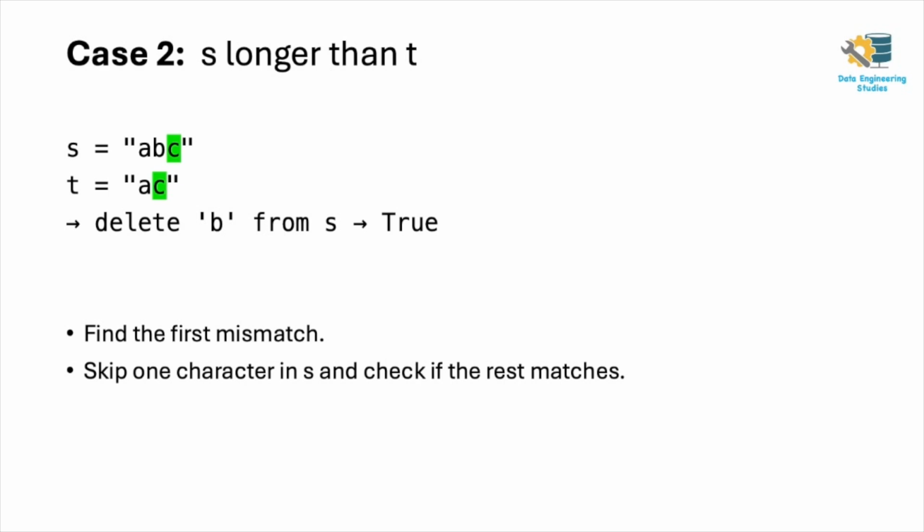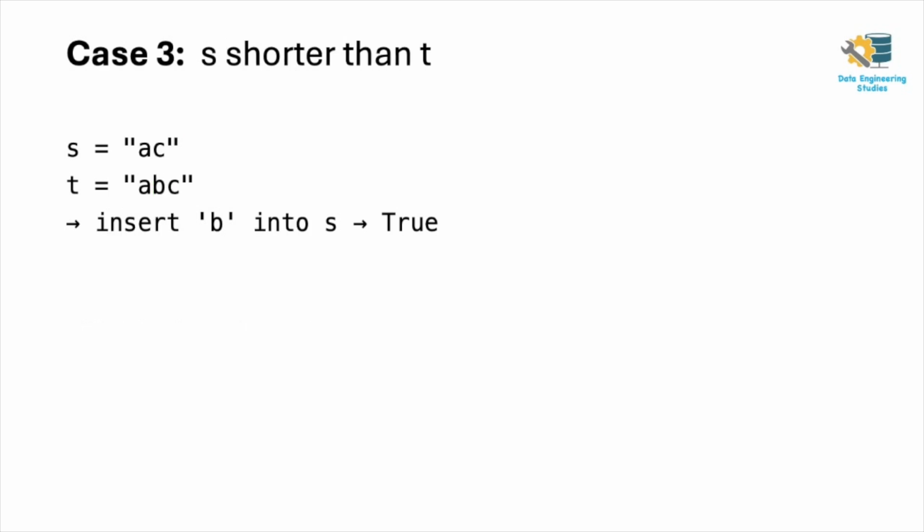The next scenario is s is shorter than t. Let's assume our s is ac and t is abc. So if you insert b in s, we will get t. So s and t are in one edit distance. In order to implement that, we will iterate from the first character. In both s and t, the first character is same. We will move on to the next character. There is a mismatch. So we will shift t by one character and we will check the remaining characters.